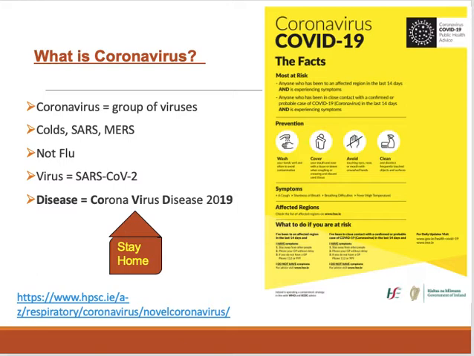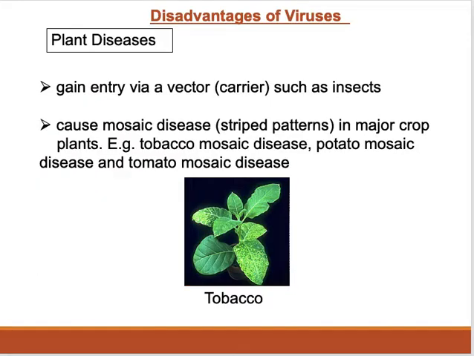So let's get back to our disadvantages of viruses. Certainly the coronavirus is a major one, but there are others. So what about plant diseases? Viruses can gain entry into plants by vectors or carriers. If you are doing agricultural science, you'll have recently learned about aphids or greenfly. Greenflies are a major vector for a lot of different viruses, and so you would always try to eliminate them from, for instance, your potato crop.